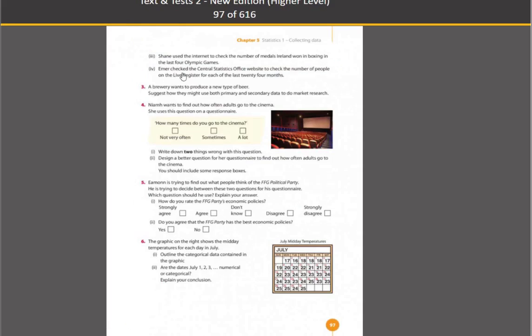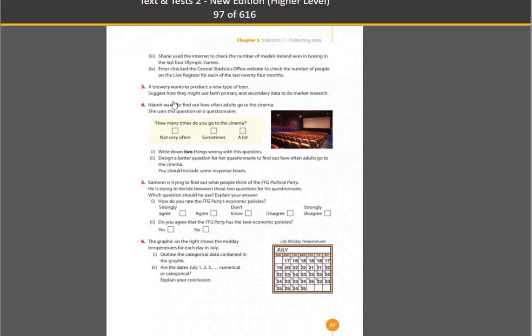Turning over the page for parts 3 and 4, Shane used the internet to check the number of medals Ireland won in boxing in the last Olympics. So Shane is looking on the internet and reading off facts that somebody else has put up there. He's using somebody else's work, so it is secondary data. Emer then checked the CSO website to check the number of people on the live register. Again, she's using somebody else's data, so that is secondary data.